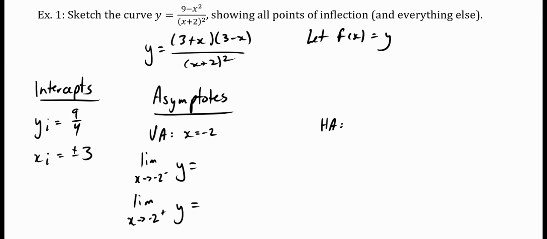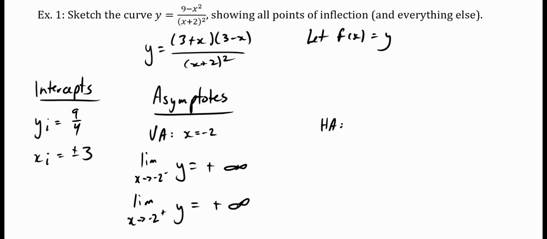Does anybody have what it works out to? What do we got? Positive infinity for both? Beautiful. Very nice, very nice.